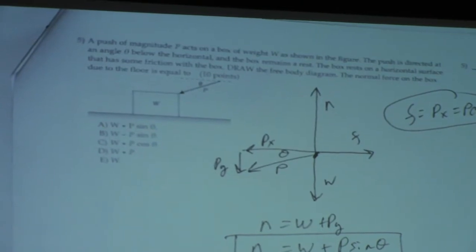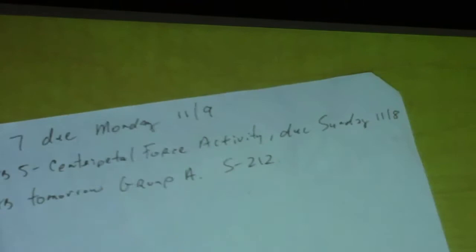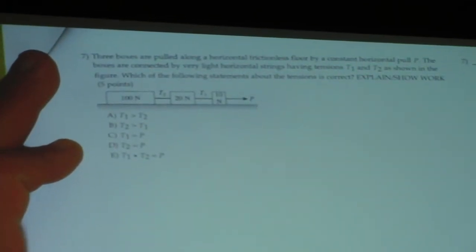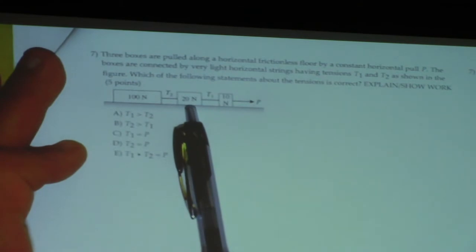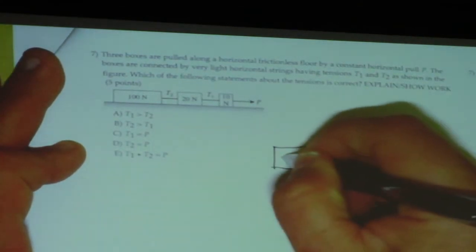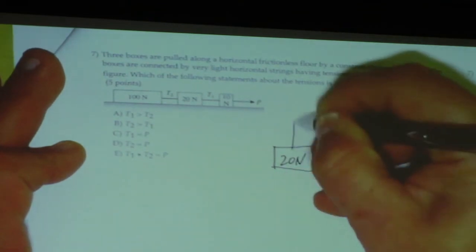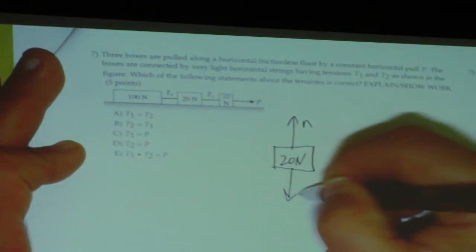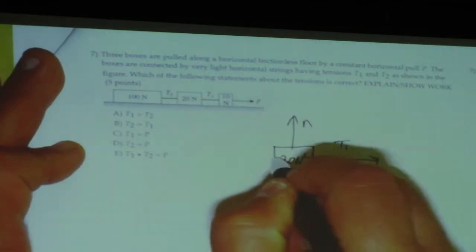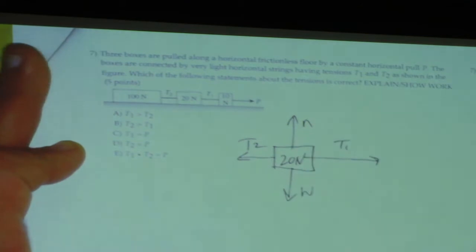All right, let me just go through the rest of it real quick. Number 7 here. Which one is bigger, T1, T2? Are they equal to each other? How does it relate to P? I guess the quickest way to do this one is to look at the free body diagram for the 20 Newton mass. So same thing, normal force, weight, T1, and T2. So if you remember, these are all hooked together.